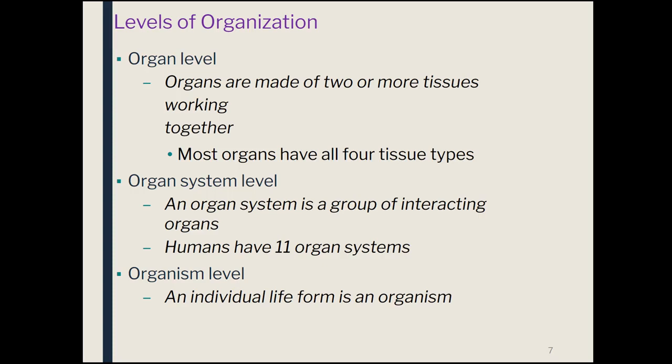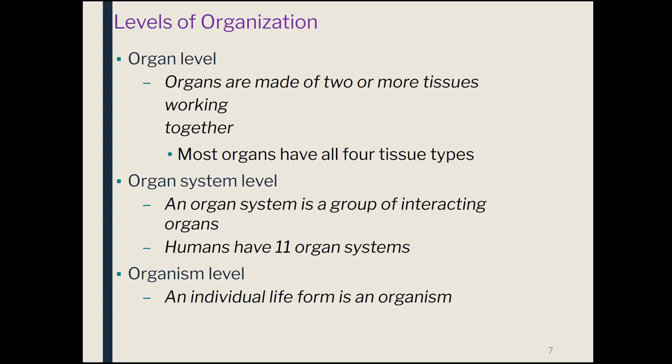Our organ level would be the tissues coming together and working together, and typically these organs are going to be made up of 2 or more tissues. If you think about your heart, for example, it needs muscle tissue, it needs nervous tissue for it to beat, it needs connective tissue to hold everything together, and it needs epithelial tissue. So most of these organs are going to have 2 or more types of tissues to make an organ.